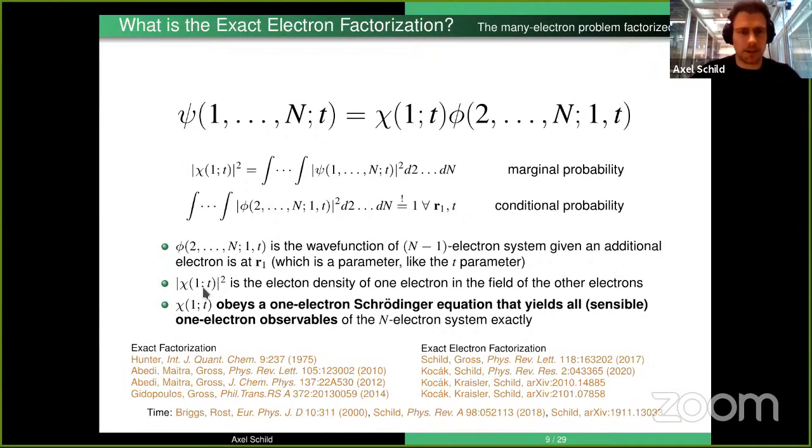Now the important thing here is that if we do this, we will find that if our total wave function obeys a time-dependent Schrödinger equation, also the chi, so our one electron wave function, will obey a Schrödinger equation. And in this case, it's really a one electron Schrödinger equation, and you can, in principle, get all sensible one electron observables of the many electron system by just solving this one electron Schrödinger equation. And all the other electrons essentially appear just as potentials in this one electron Schrödinger equation.